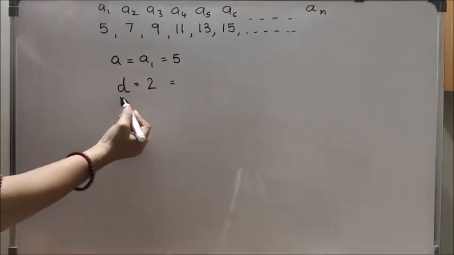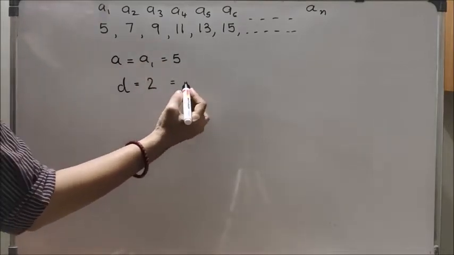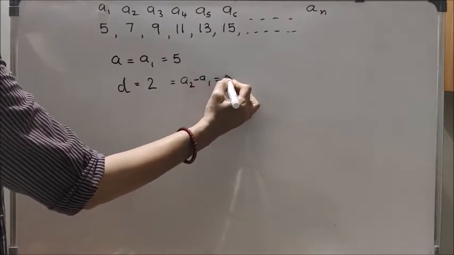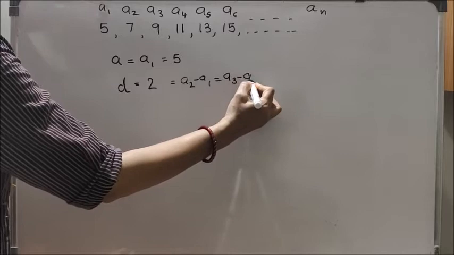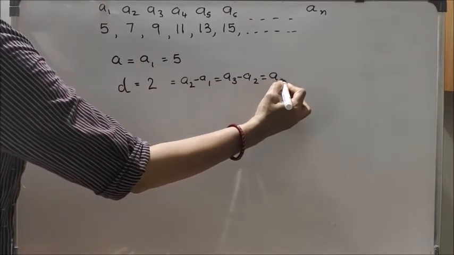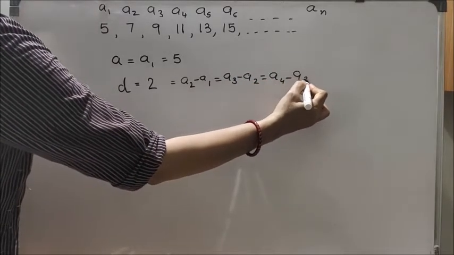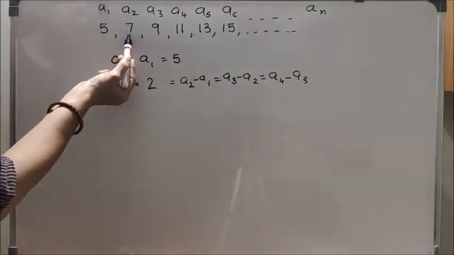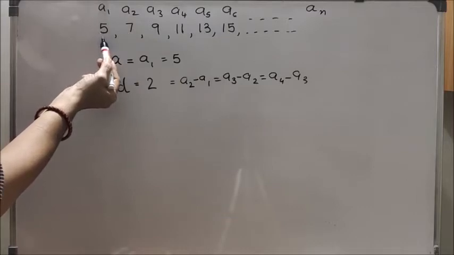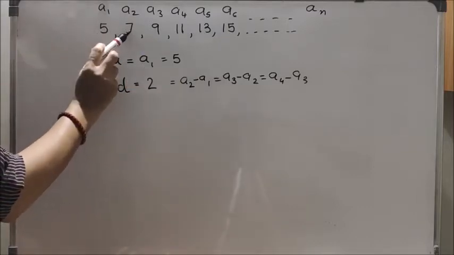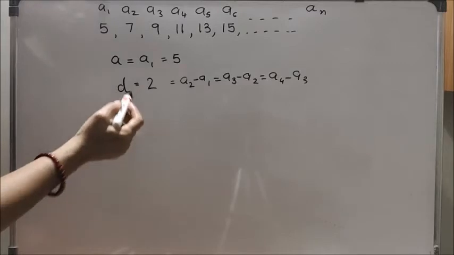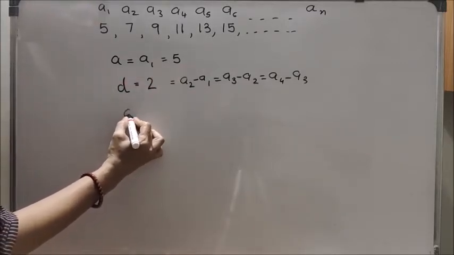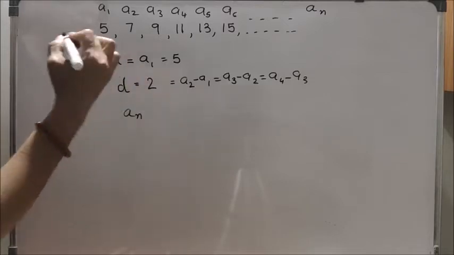So in this case, if you have to find D, it is going to be either A2 minus A1, or A3 minus A2, or A4 minus A3. All these values are going to be the same, and that is the succeeding term minus the previous term. Remember, you don't have to do A1 minus A2. The order does matter. And the last term of an AP, or arithmetic progression, is denoted by AN.